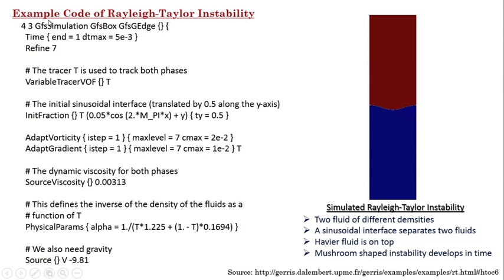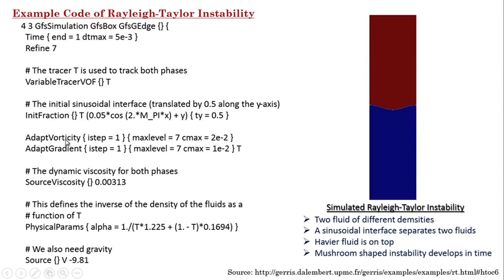GfsSimulation is a solver, and this is the syntax for starting. Then time end equal to 1 means the simulation will complete at the real time of 1 second, and dtmax is the time step. This refine 7 is, as I already mentioned, the refinement level. This is the 7th refinement level for the initial time. And this variable tracer VOFT is the VOF, the volume fraction function, and this is the initial condition of the interface. By defining this T condition, the interface condition has been defined by this line.